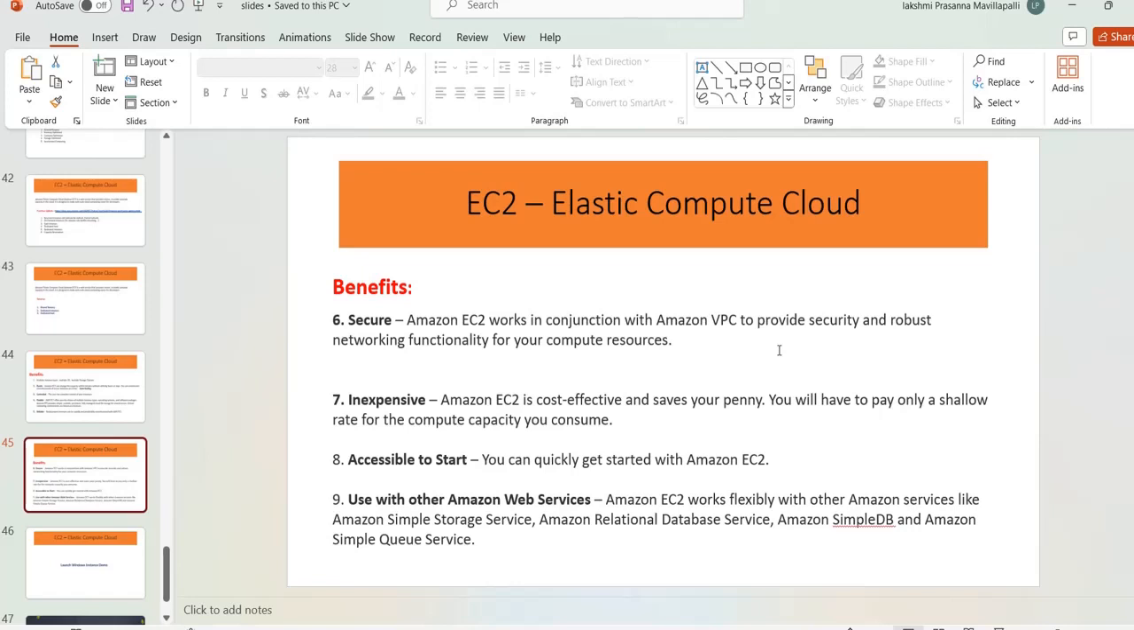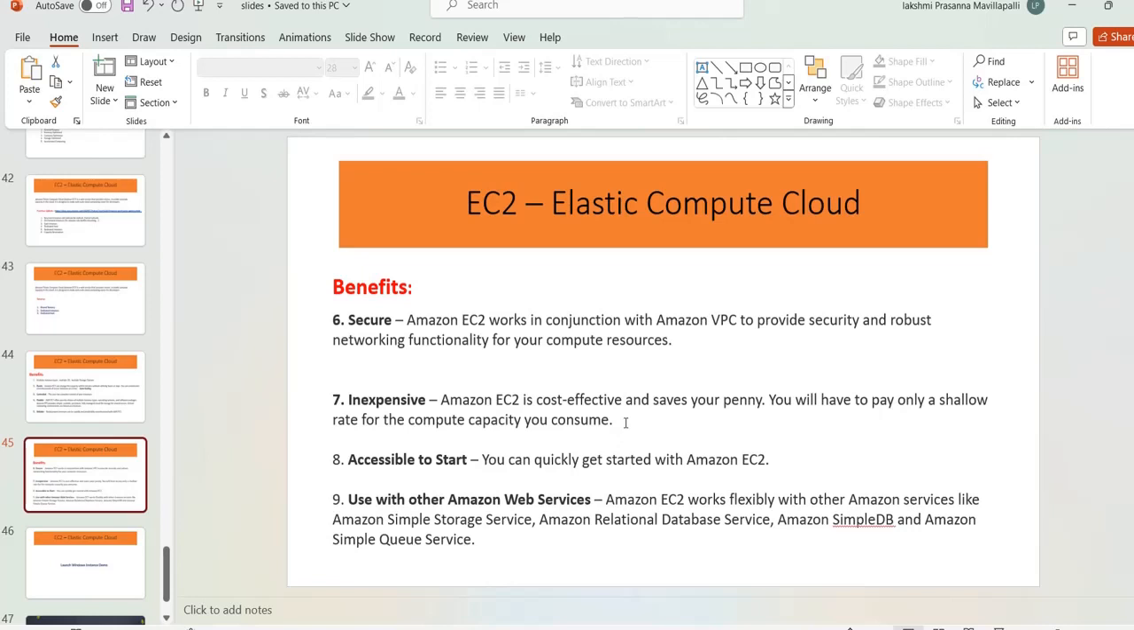You will understand what is VPC, at least a brief idea about VPC, Virtual Private Cloud. As we are going to use VPC in AWS, it is very much secured to secure your instances or resources. That is also one of the benefits. And inexpensive: Amazon EC2 is cost effective and saves your penny. You will have to pay only a shallow rate for the compute capacity you consume.